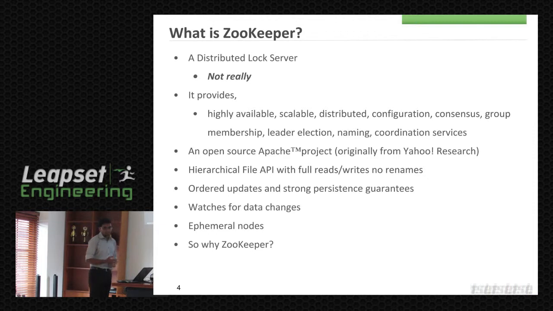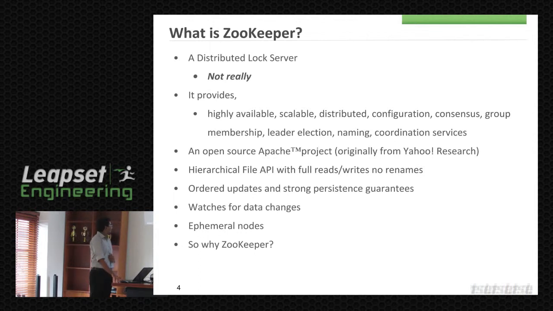So it's an ordered update, in the sense that if the client follows an order when writing or persisting data, that order is followed throughout the cluster, the Zookeeper Ensemble. And the persistence guarantee means that the client knows for sure that this data update is seen by a majority of the Ensemble. We will talk about what majority and Ensemble mean later.